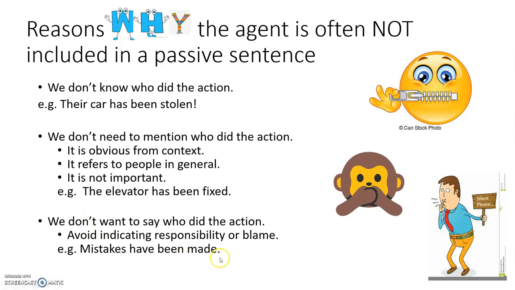Third, we don't want to say who did the action. We want to avoid indicating responsibility or blame. Listen to politicians when they talk. You'll probably hear lots of passive voice. For example, mistakes have been made. Oh, well, who made the mistakes? Maybe they don't want to say. Maybe they don't want to admit that they made the mistake, or maybe they don't want to accuse someone else.